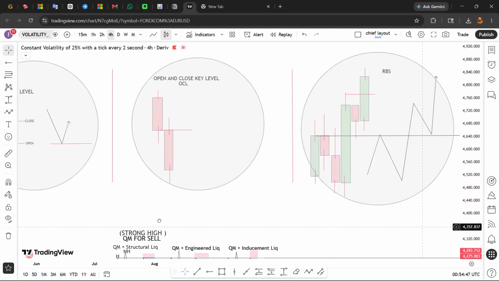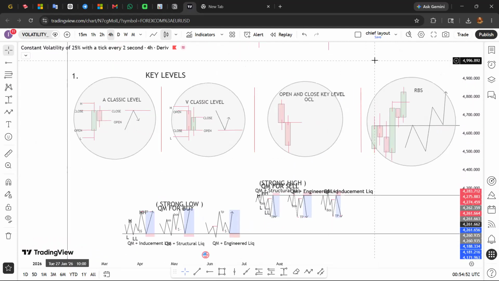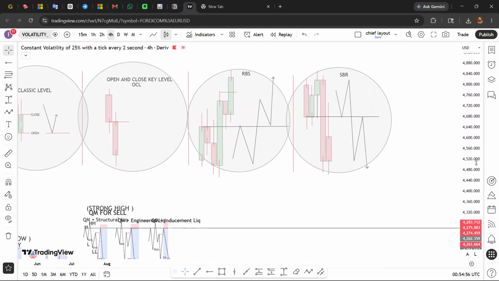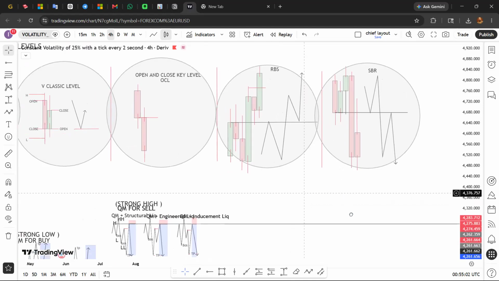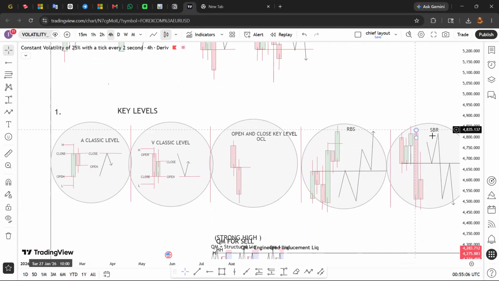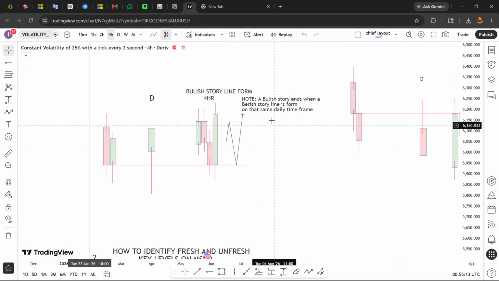So we have a lot of key levels and how to master them. I'm here to give you confirmation and what you need to see before you can enter the market. So you can see, perfect from my illustration. Then we have another one. I think we've talked about SBR, RBS, open and close key level, fresh and unfresh key levels. Then the next one should be storyline formation.